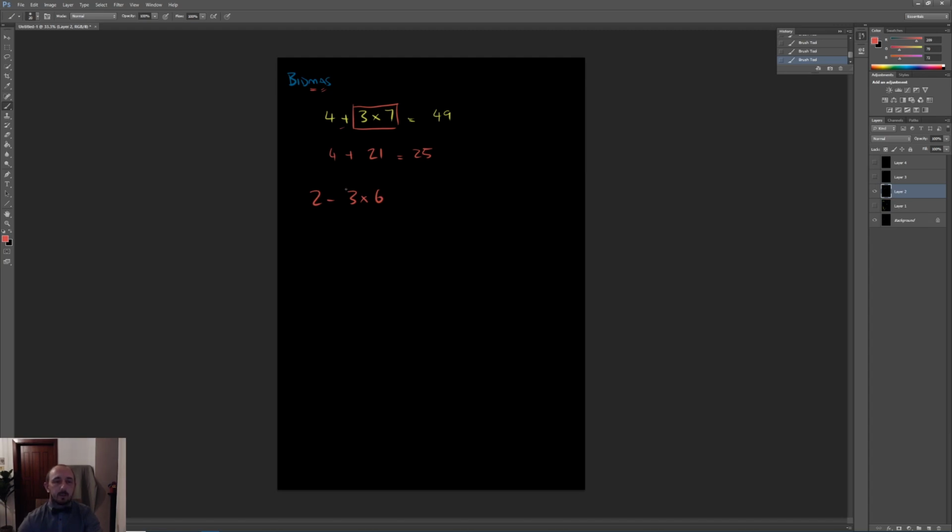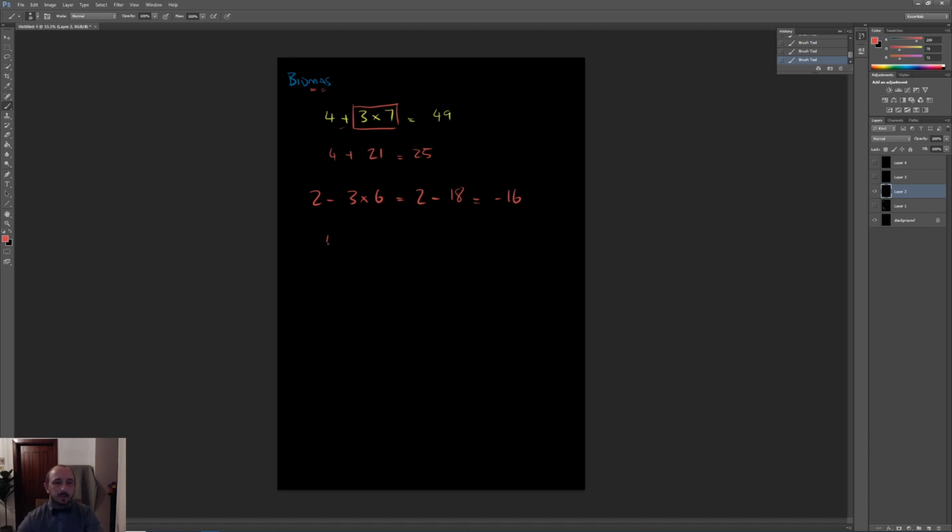If we had something like 2 minus 3 times 6, then we would be doing the 3 times 6 first, and then we would do the 2 minus 18. So we'll have negative 16 in this case. And the negative numbers, we will be assessing you as well.